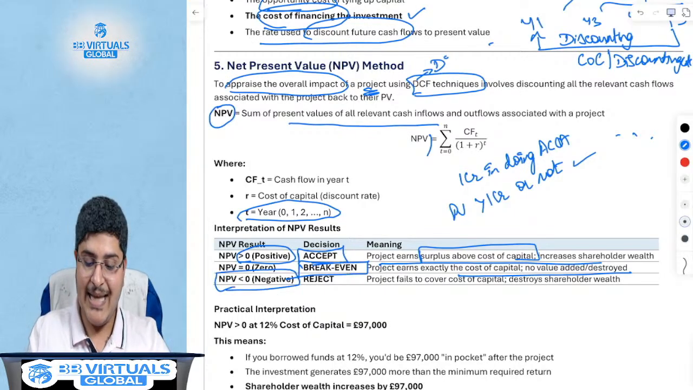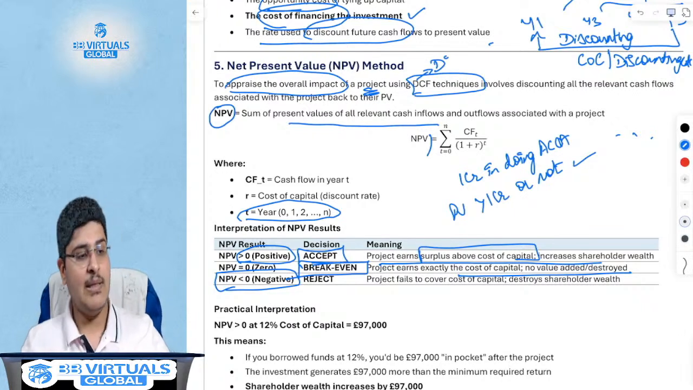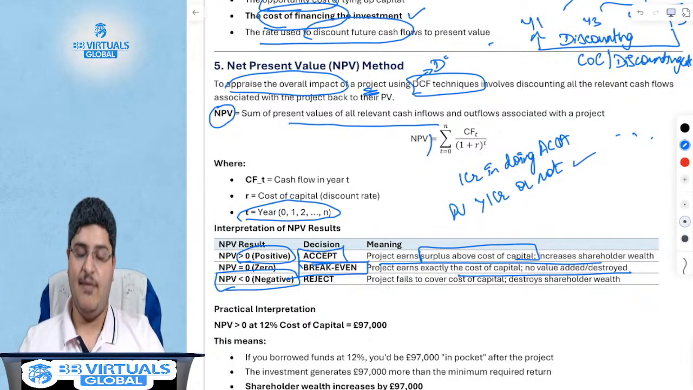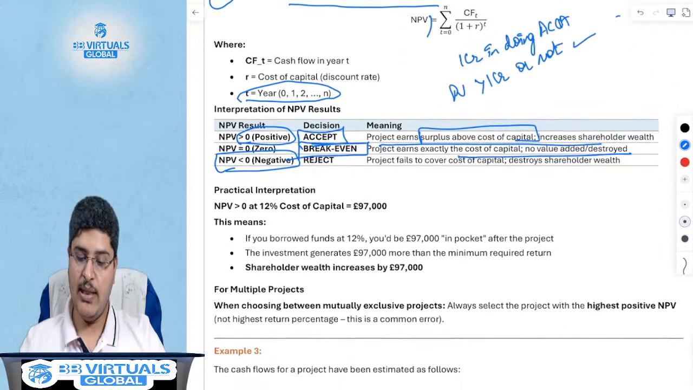But if it is less than zero, which means the bank gave you money at 10%, but somehow you invested and got the money at much lower, will you invest? You may choose not to invest. So that is an example. That is how we will do it using NPV.